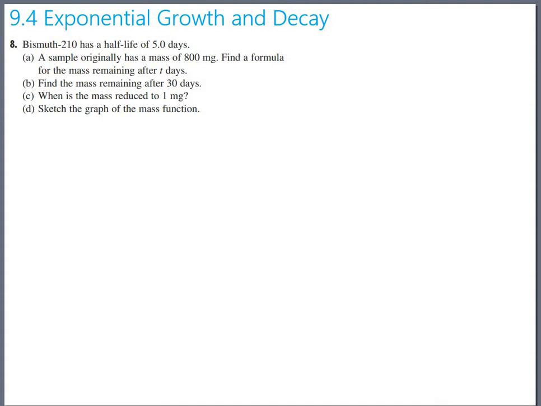Okay, and so there is a constant proportional growth rate there. So it fits that same formula. And we know that the differential equation that describes that can be solved, or is solved, by this kind of equation. Okay, so the sample originally has a mass of 800 milligrams. And so that's great. We've already got the initial amount.